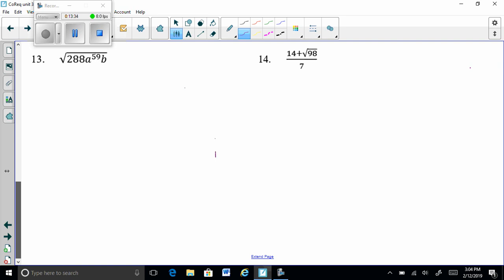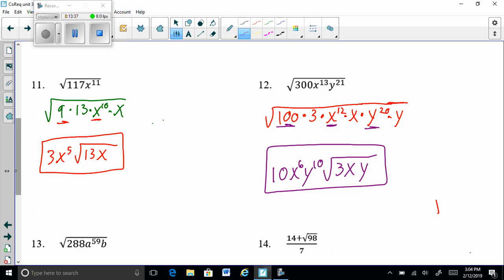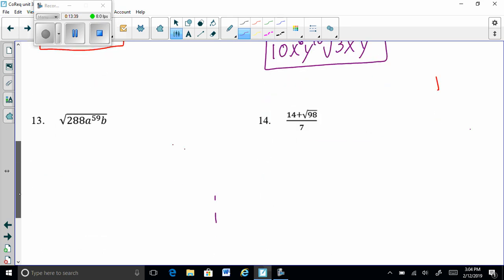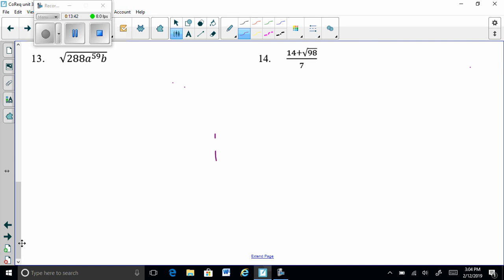Okay, so if we look at this, what we'll do here is we'll write this as the square root of 144 times 2, and we're going to break this up into a to the 58th power times a, and then times b. Now that b looks like it didn't have enough to make a perfect square out of it, so that b is just going to be stuck there.